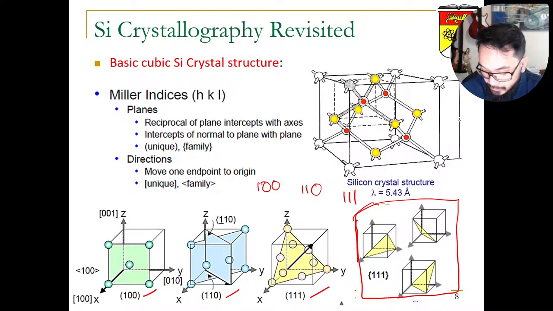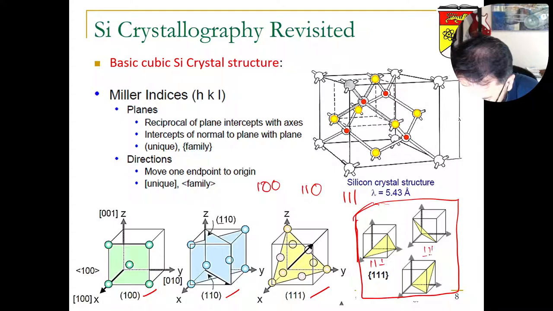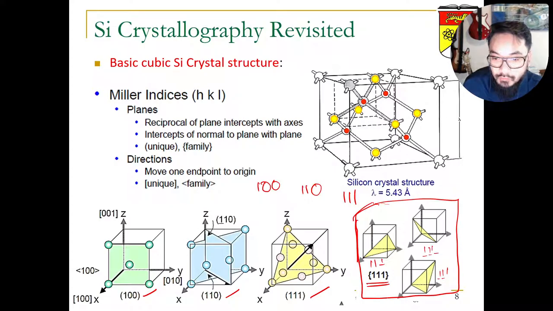It just depends on which way you take the plane, but the plane itself is 111, so it can be this way. If it's this way, it becomes 11-1. Or in this case it is 111 all negative, and if this is the case, it is 11-1. Whatever it is, it is still the same family, which is 111.